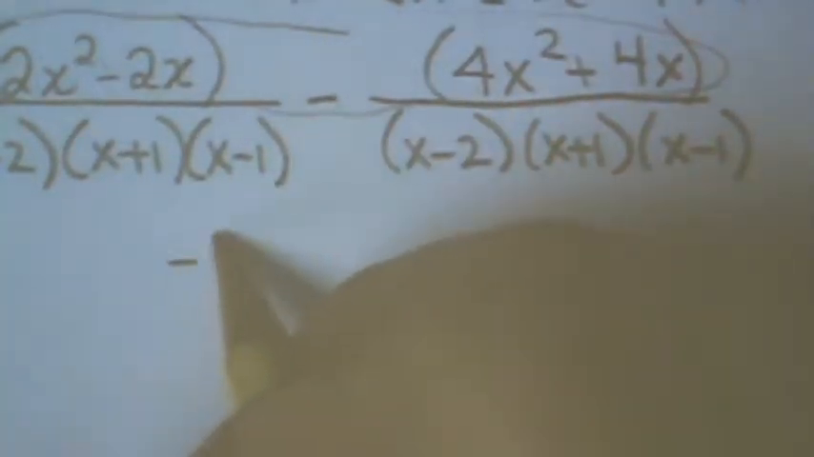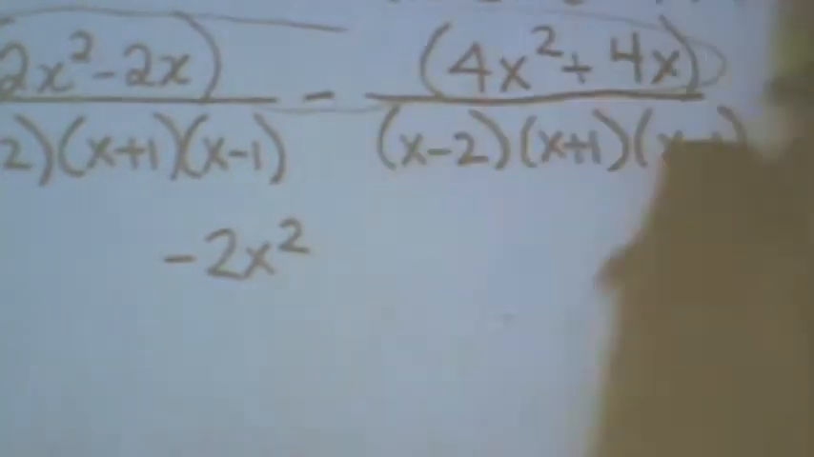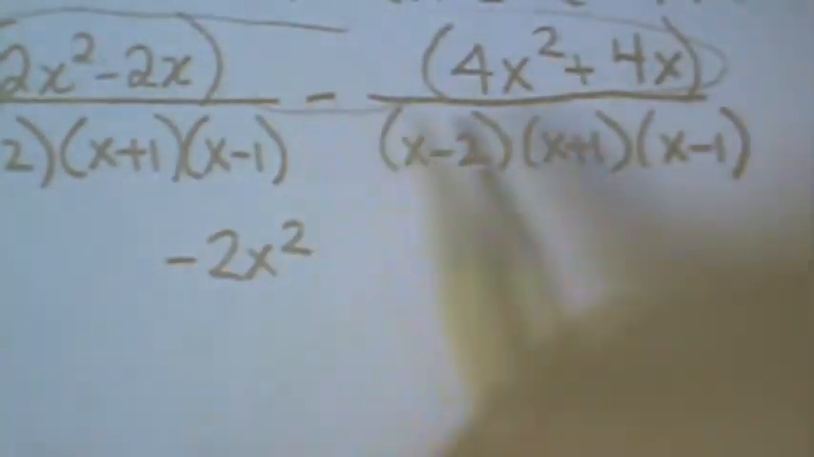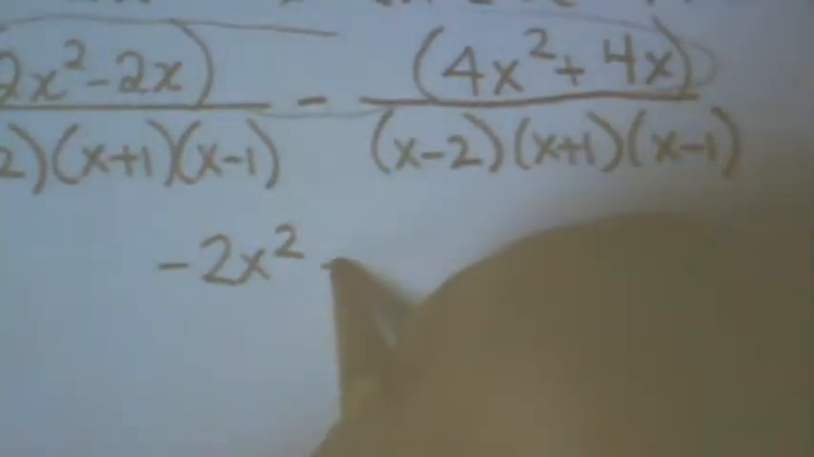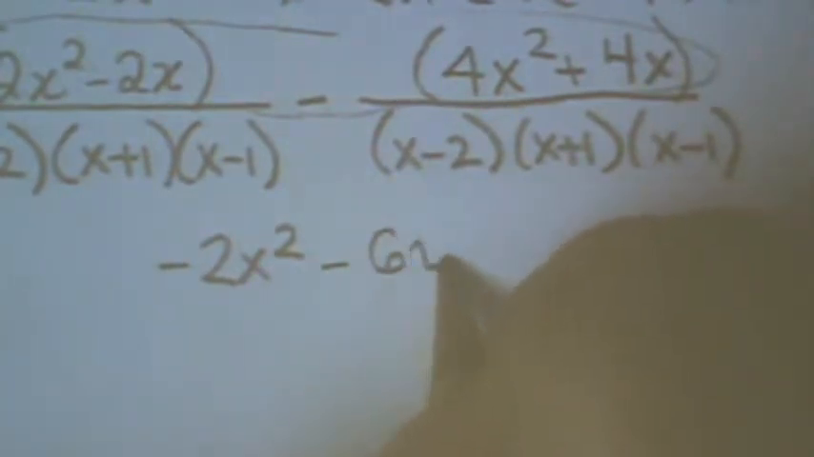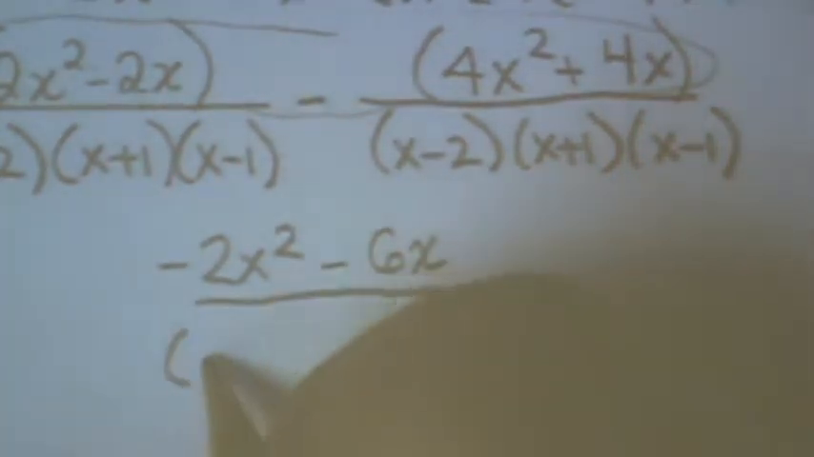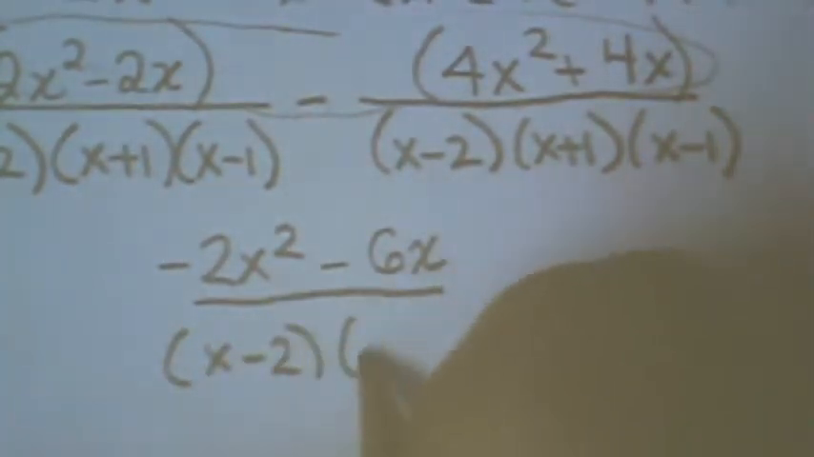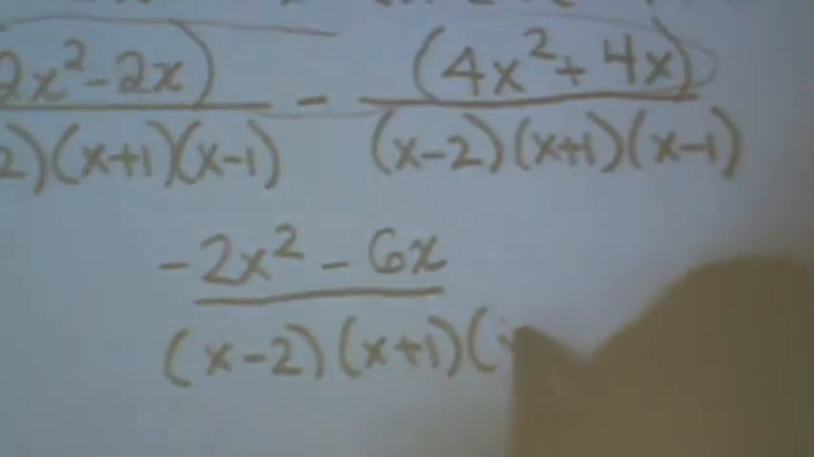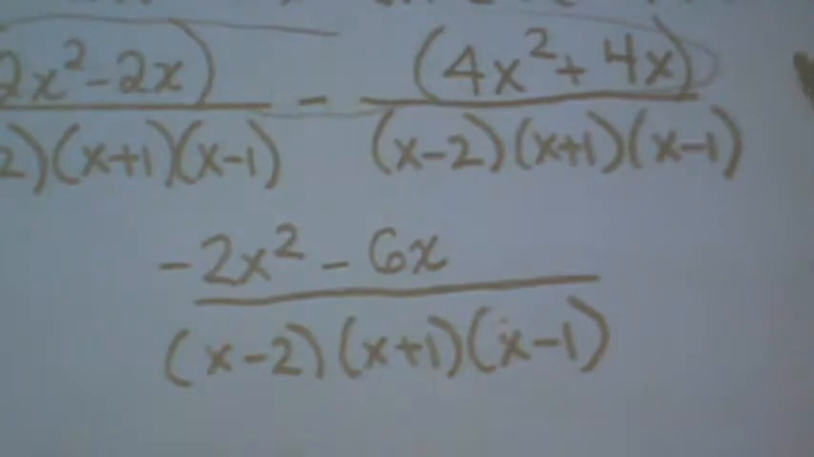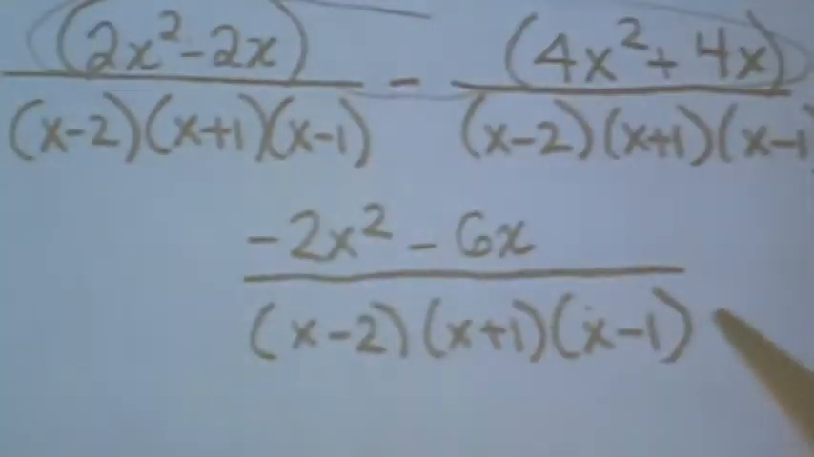What's 2x squared minus 4x squared? Negative 2x squared. And what's negative 2x minus 4x? Minus 6x. Now, you could pull a negative 2 out, but there's nothing that's gonna cancel. So we're gonna leave this answer as it is.